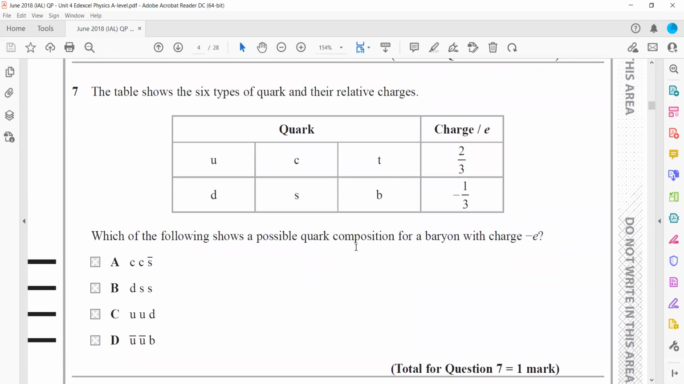Then the table shows 6 types of quarks and their relative charges. Which of the following shows a possible quark composition of a baryon with the same charge as an electron?